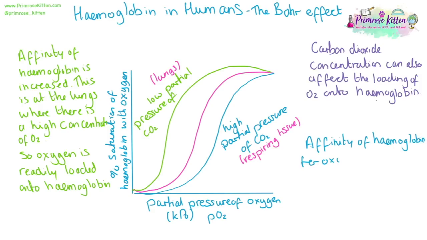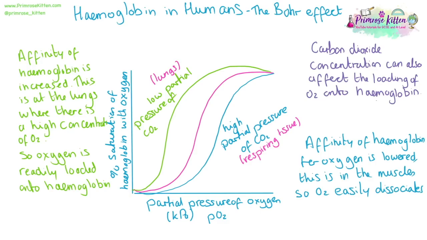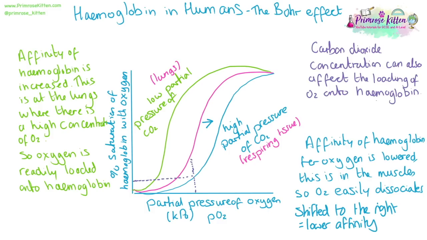Where there is a high partial pressure of carbon dioxide, for example in muscles or respiring tissue, the affinity of hemoglobin for oxygen is lowered. This could be in the muscles, so oxygen easily dissociates and goes to where it's needed. When affinity for hemoglobin is lower, we say the graph is shifted to the right. This is why this is sometimes known as the Bohr shift.